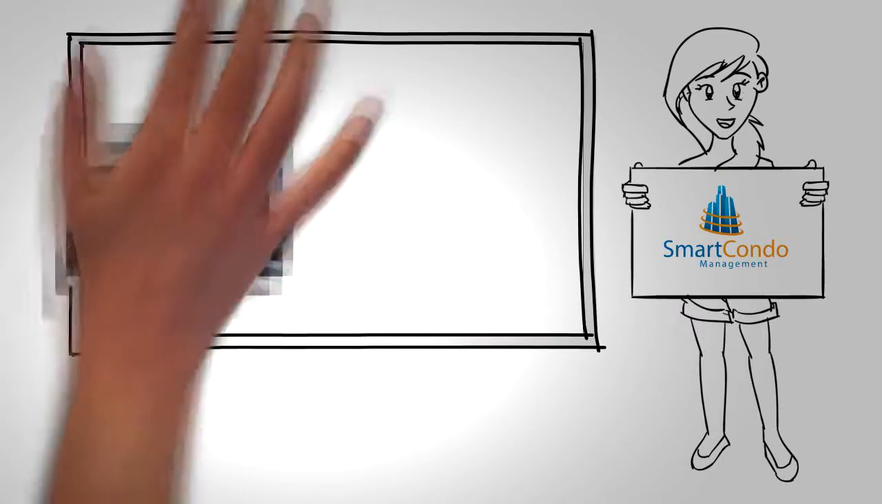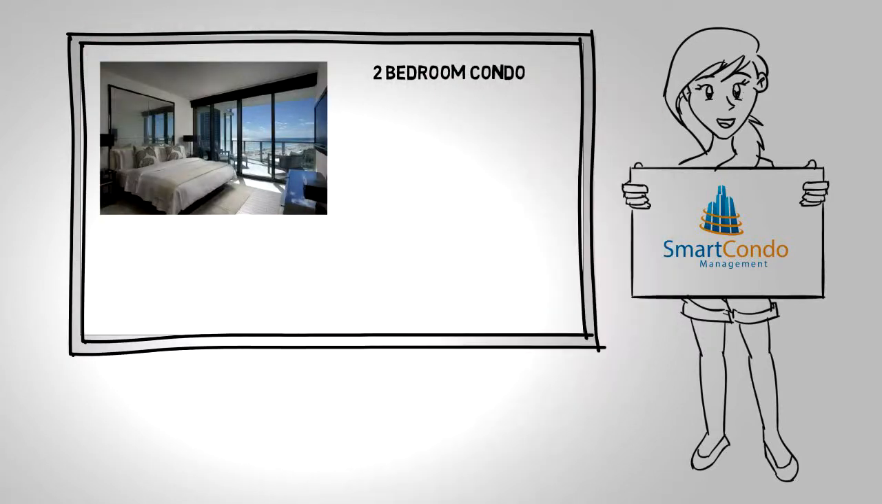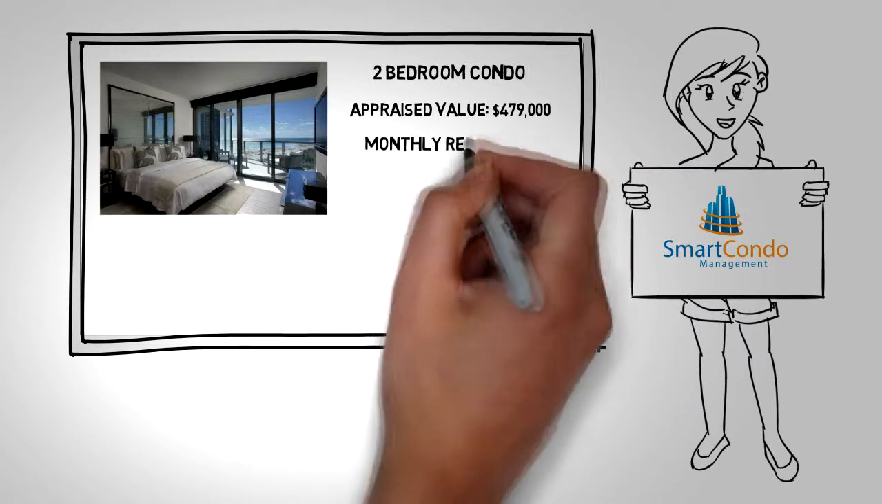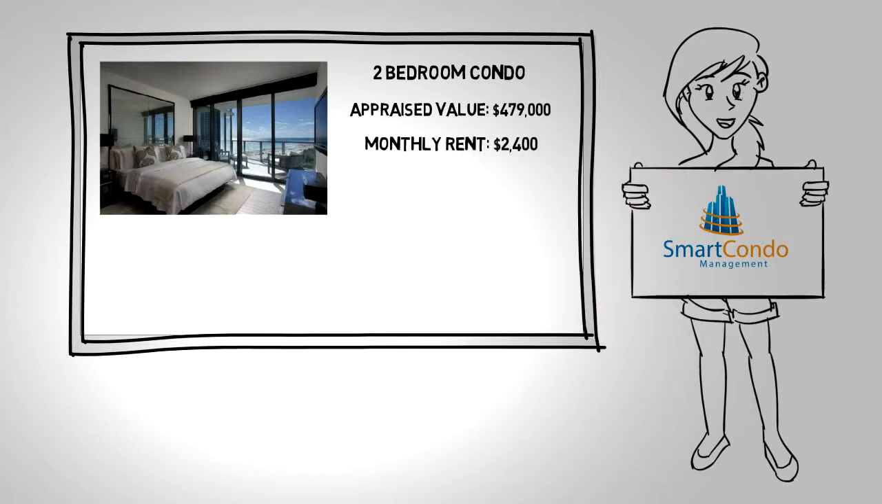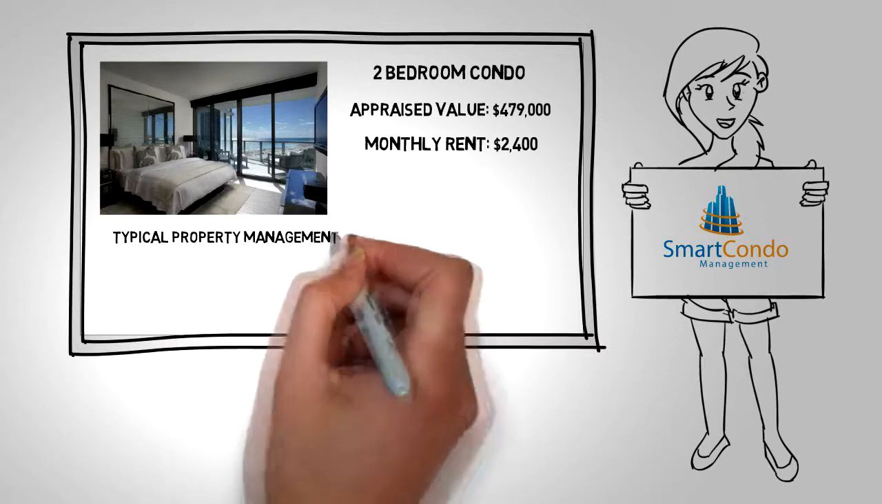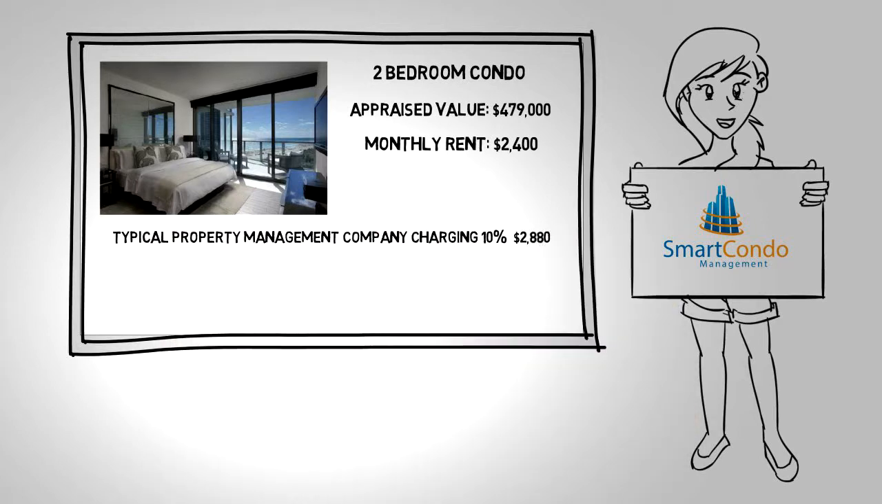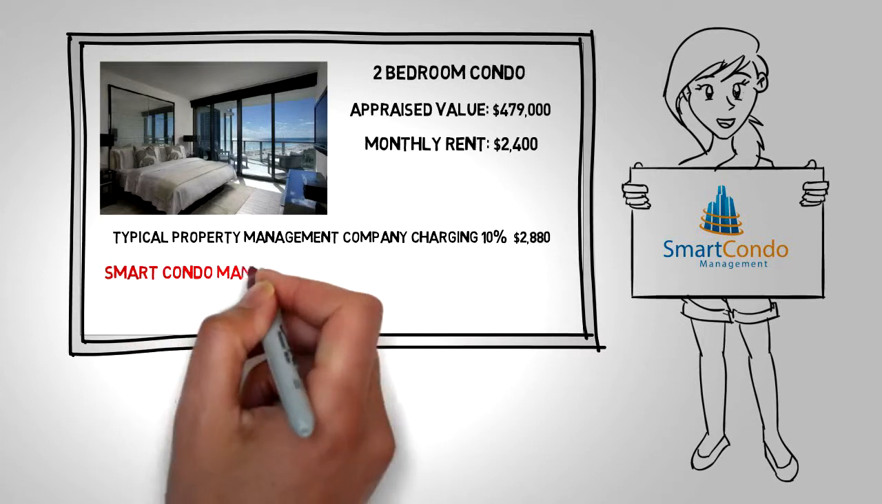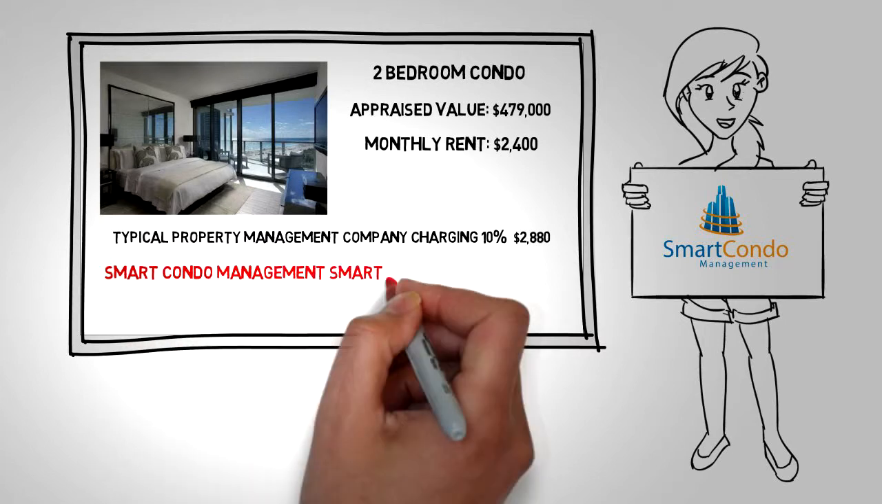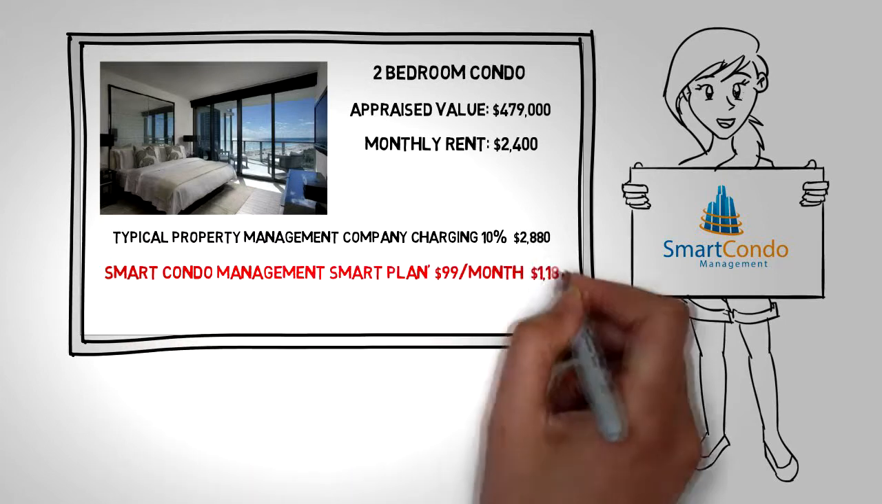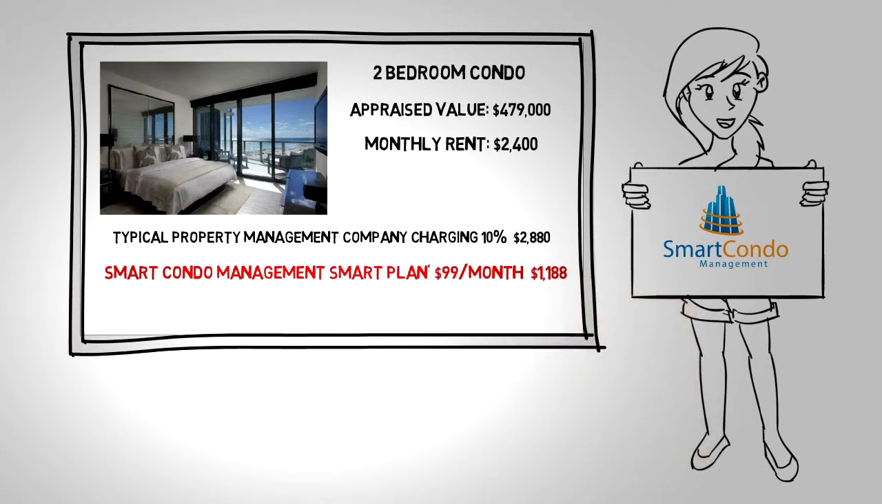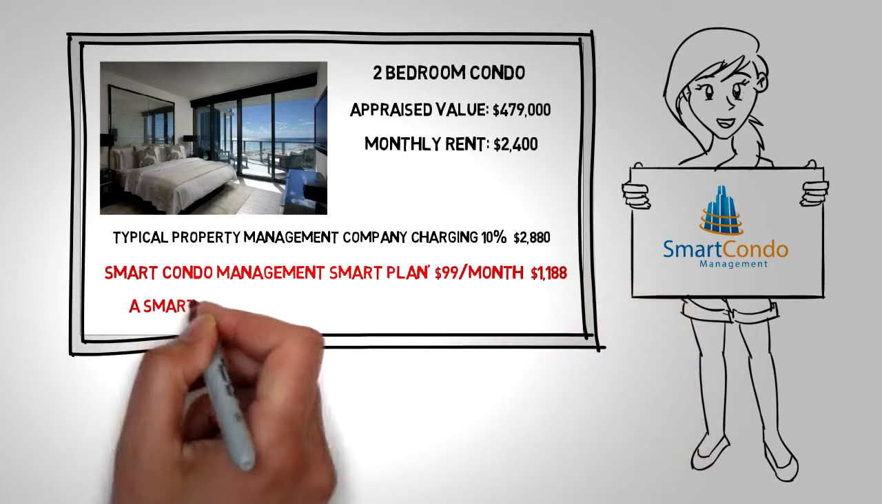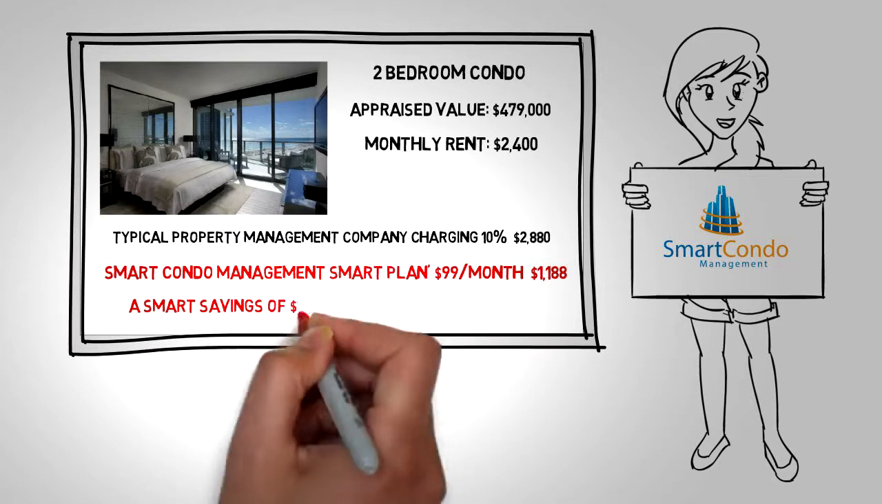For example, a two-bedroom condo on Brickell Avenue. Appraised value is $479,000. The monthly rent is $2,400. Now, a typical property management company charging 10%, that would have you paying $2,880 a year. Now, with Smart Condo Management's Smart Plan at $99 a month, that only has you paying $1,188 per year. That is a smart savings of $1,692 a year.